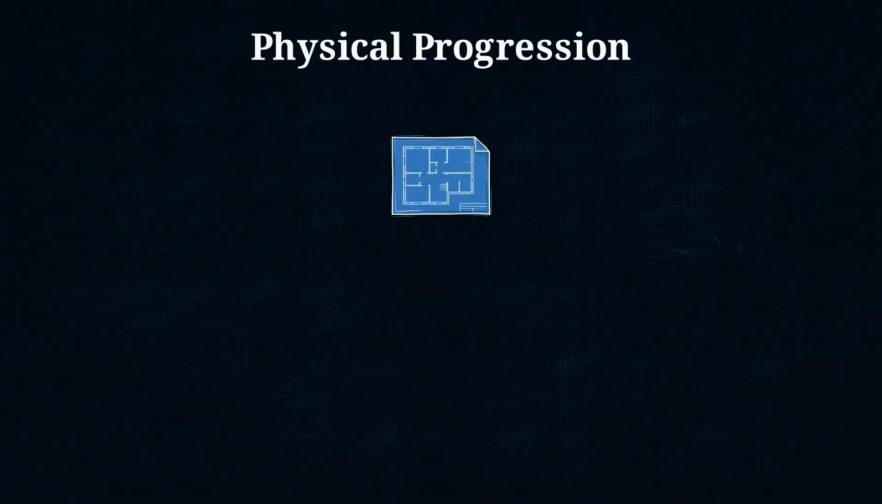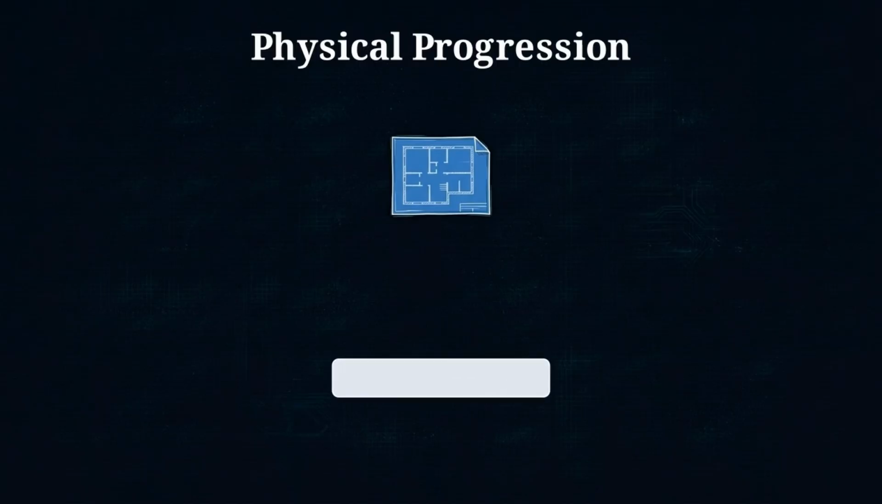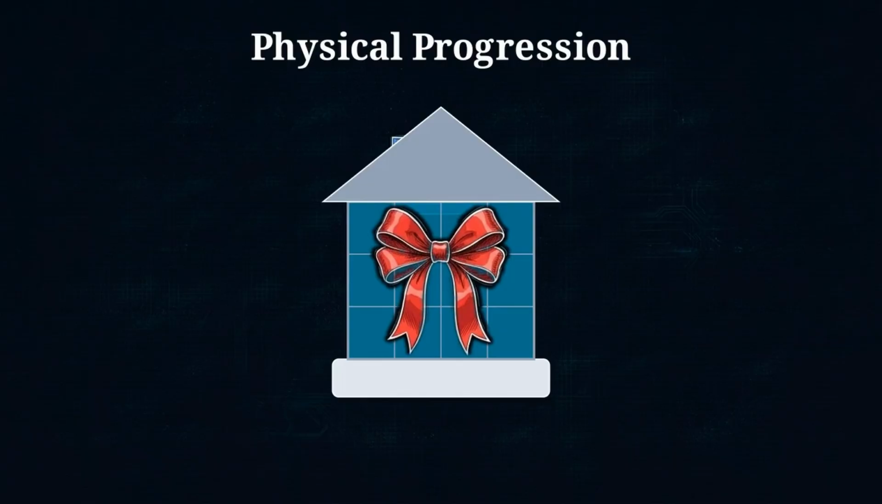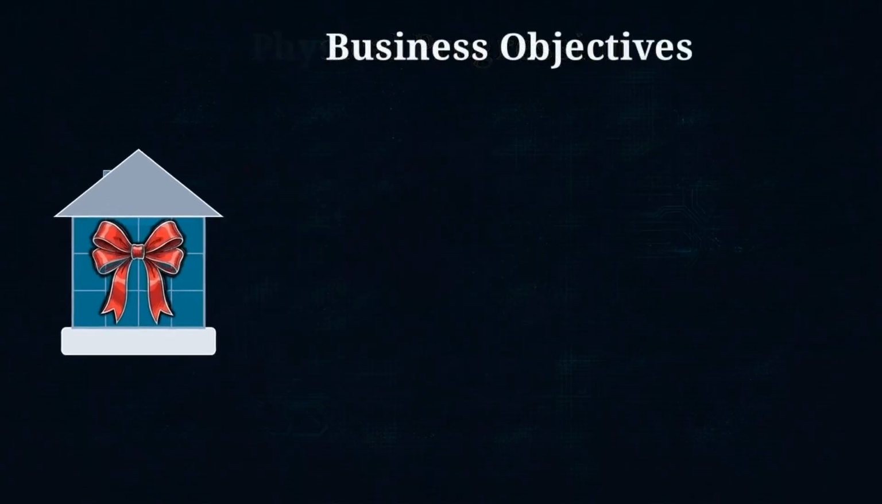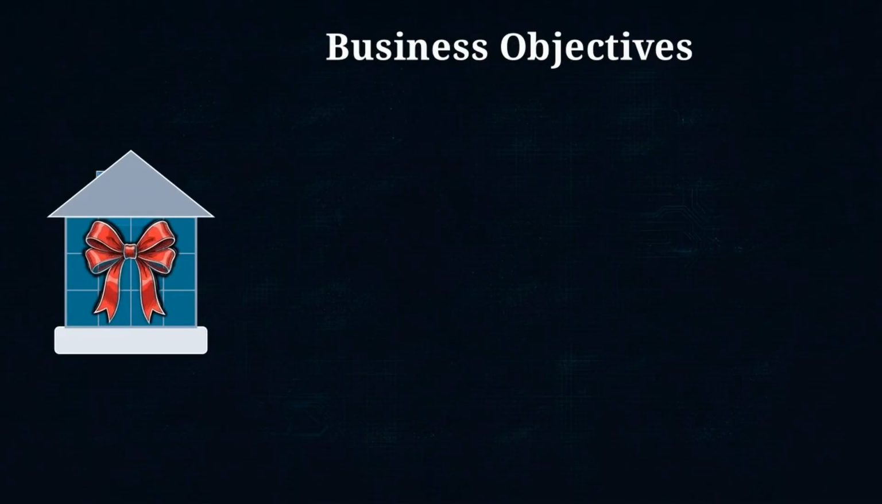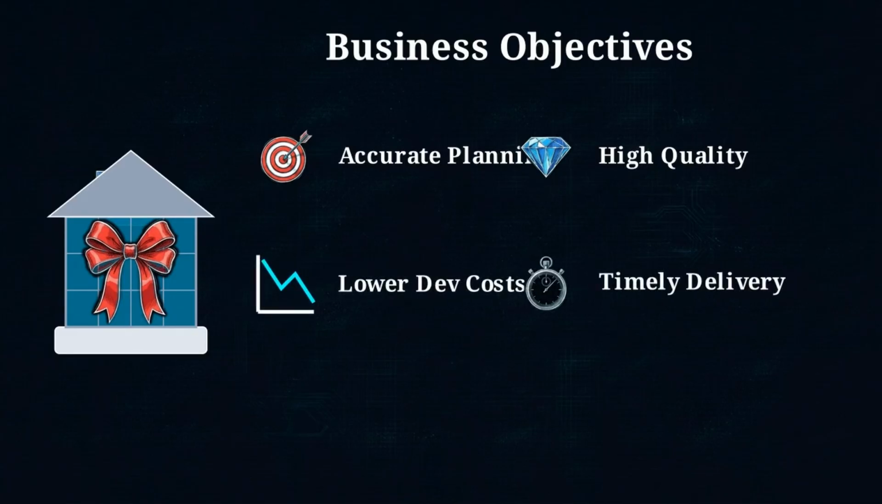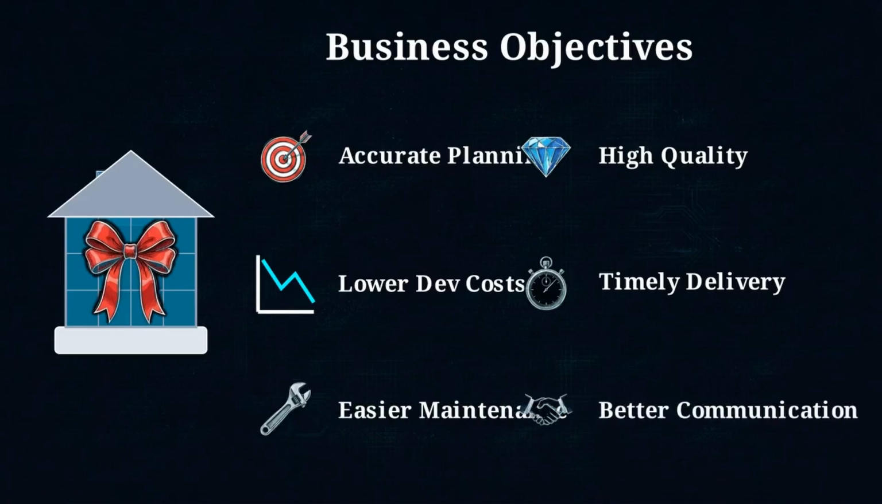Rather than memorizing these 7 phases, map them to a physical progression. If you are building a school, you cannot paint the walls before pouring the foundation. Software development follows that exact same logical order. This structured order exists to meet specific business objectives. It allows for accurate planning, ensures high quality through consistent testing, lowers unnecessary costs, guarantees timely delivery, makes future maintenance easier, and keeps communication clear between the developers and the customer.